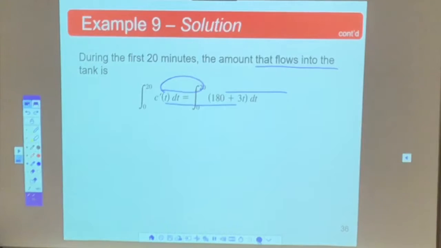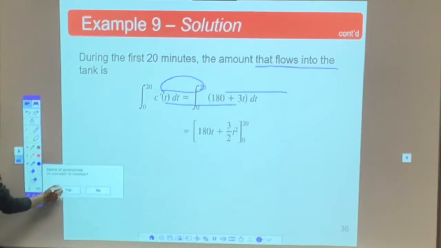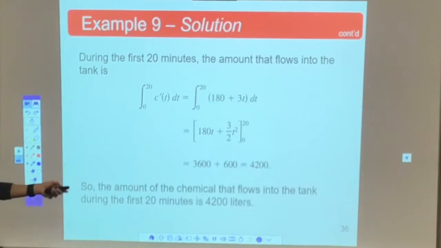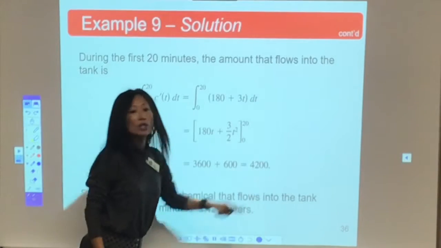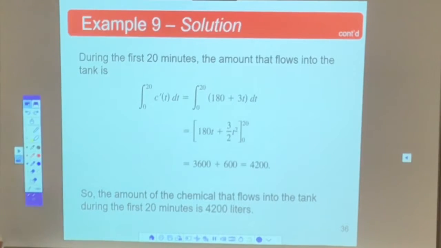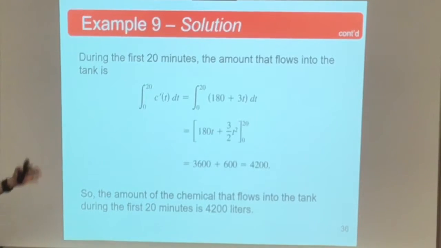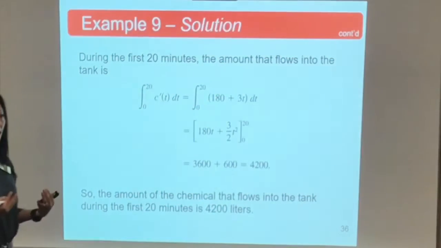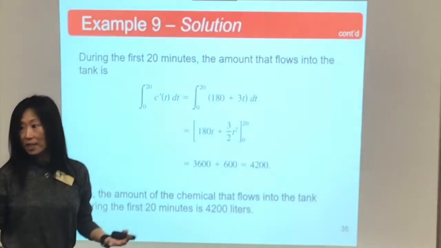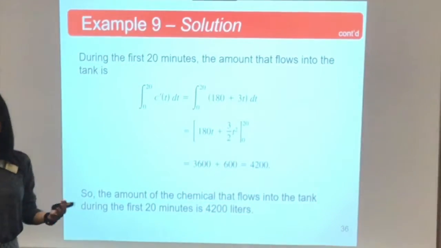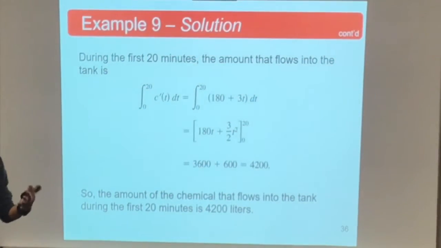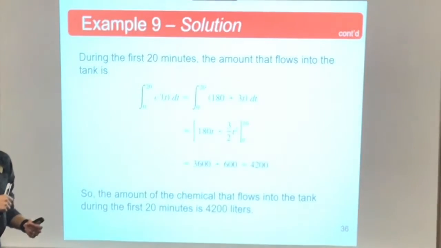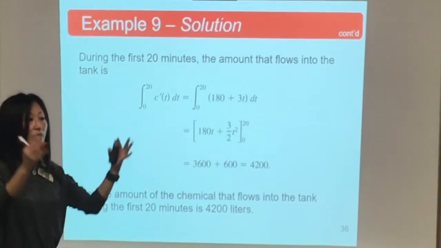So what did we find? After we do our antiderivative, we found 4,200 liters going into the storage in that 20 minutes. So you can figure out how big the storage needs to be, right? You may need to know when to stop because you don't want to put in too much. Do you understand? This concept gives you a lot of information that you can use when you build things.